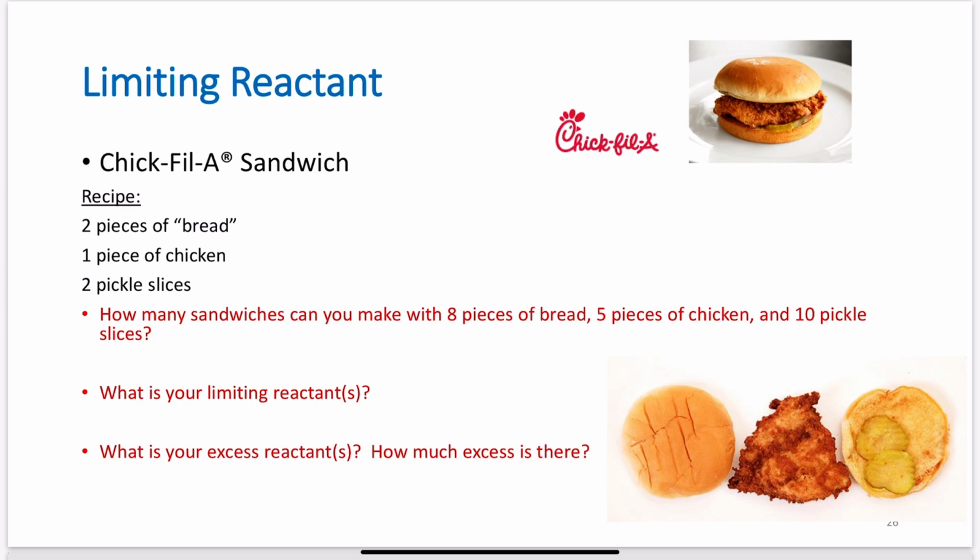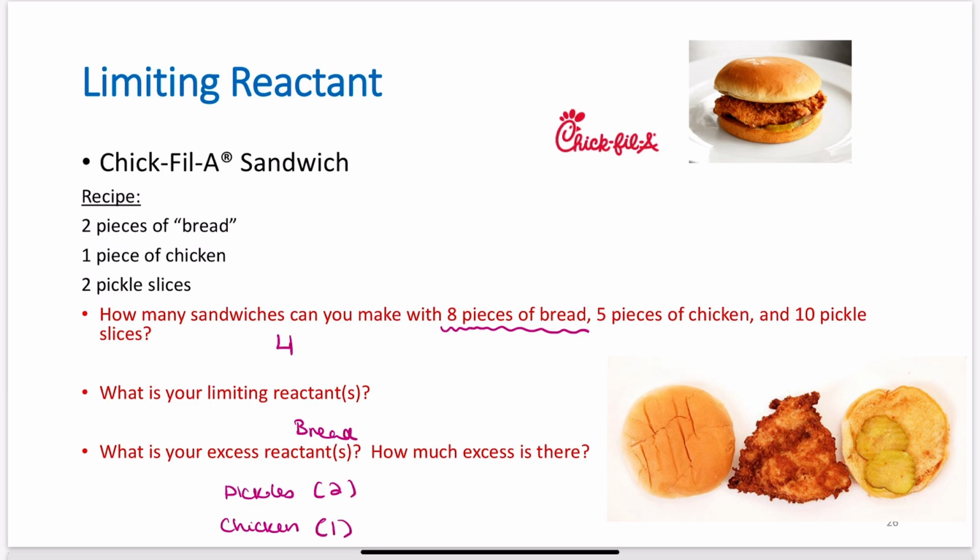If I had 8 pieces of bread, 5 pieces of chicken, and 10 pickle slices, how many sandwiches could I make? Most students are going to look at this and very quickly say, okay, you can make 4 sandwiches. Why? Because it's limited by my bread. I have excess pickles and excess chicken. Specifically, I have 1 excess chicken and 2 excess pickles.